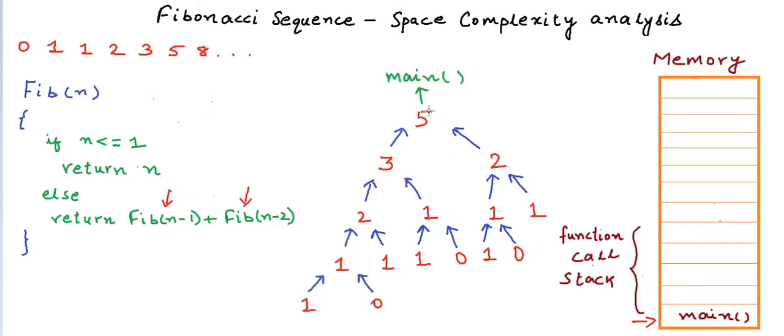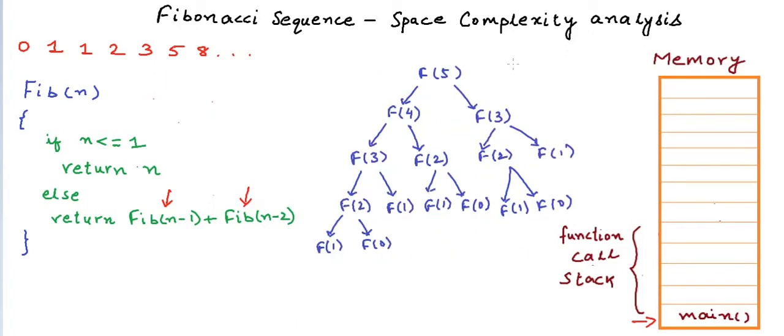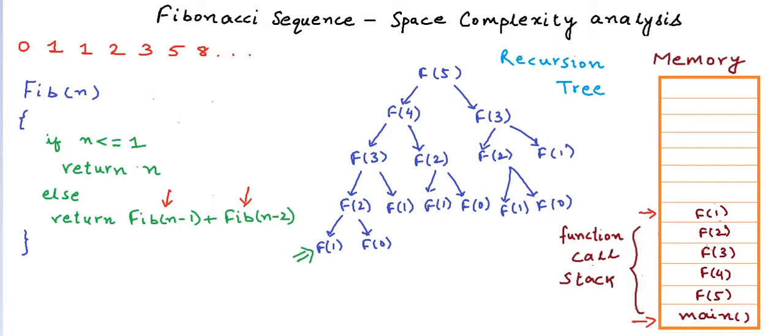Now I'll replace this figure here with an actual recursion tree with all the function calls. So this is our recursion tree. Now the space consumed by this particular recursion was the memory that it consumed in the function call stack, and the maximum growth of this call stack was when we were at the bottommost node. So when F1 was executing, all these states of F5, F4, F3 and F2 were saved in the memory, and we were consuming 5 units of space in the memory, and the call stack did not grow any larger than this.